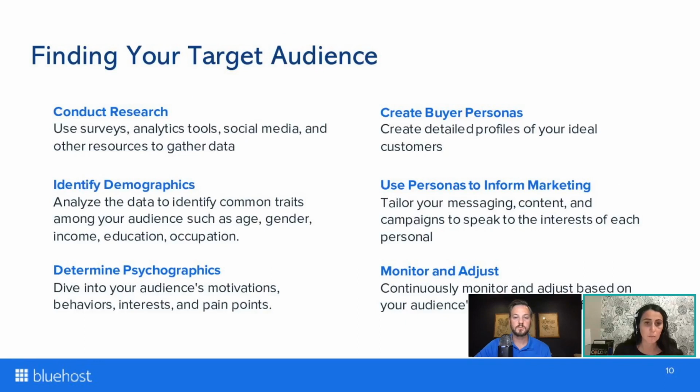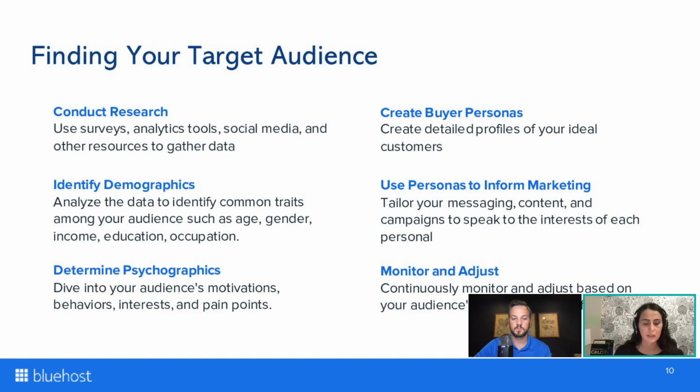It can be really as complex or as easy as you want, but some of the best ways to identify and find your target audience is, number one, conducting research. You can use surveys, analytics tools, social media, and other resources to gather data. There's a bunch of free survey tools out there, user research tools. Ask them questions, see how they're naturally responding to you. By listening to them and reading how they respond, you can figure out how they like to be spoken with. Are they more relaxed? Are they more formal? And you can put that towards your messaging.